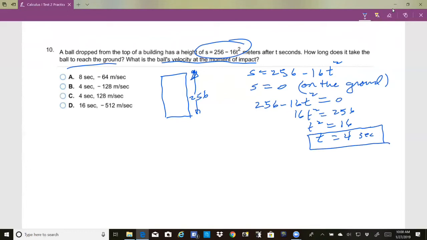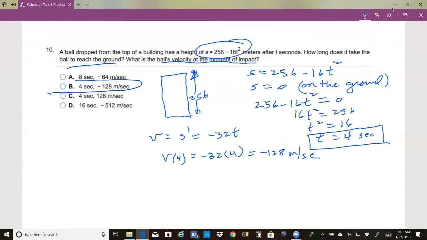And now we want to calculate the velocity. Velocity is the first derivative of S, which is equal to minus 32T. So the velocity at 4 seconds is minus 32 times 4 equals minus 128 meters per second. So the answer to the entire question is 4 seconds to reach the ground, and it's going at a speed of minus 128 meters per second when it hits.